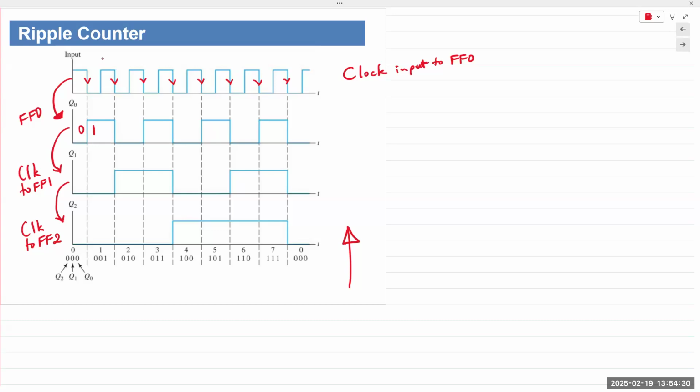Then the positive edge arrives. On the positive edge, the flip-flop doesn't change value. Output remains 1. Then the next negative edge arrives, which is right here. The output toggles. It goes from 1 to 0. It stays 0 until the next negative edge arrives, at which time the output toggles and goes to 1. And then that cycle continues.